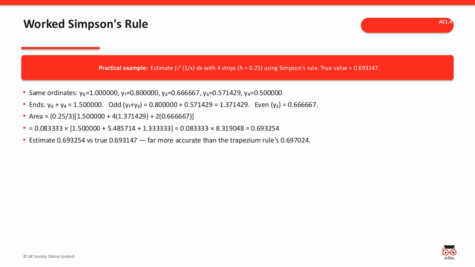Let's redo that same integral, 1 over x from 1 to 2, 4 strips, h equals 0.25, but this time with Simpson's rule. The heights are the same: 1, 0.8, 0.67, 0.5714, and 0.5. The two ends add to 1.5. The odd ones, that's 0.8 plus 0.5714, come to 1.3704, and we multiply that by 4. The single even one in the middle, 0.667, gets multiplied by 2. Putting it together, 0.25 over 3 times all of that gives about 0.693254. Compare that with the true 0.693147, and it's far, far closer than the trapezium rule's 0.697.